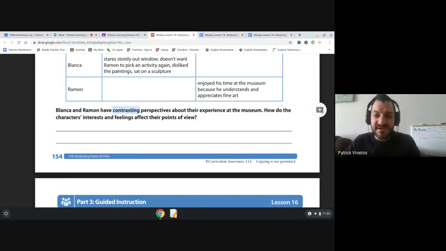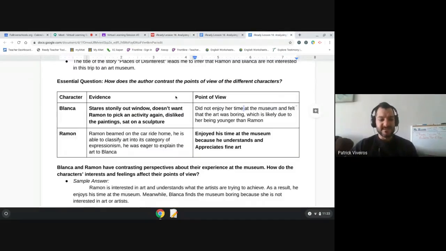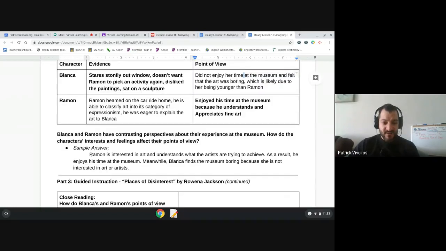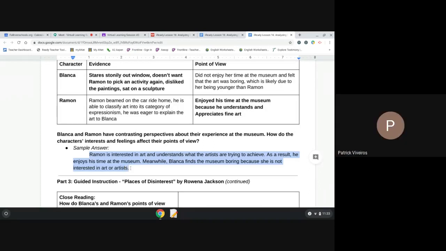So the question reads, how do the characters' interests and feelings affect their points of view? So I'm going to guide you to the sample answer to the question now. So the sample answer that I came up with says that Ramon is interested in art and understands what the artists are trying to achieve. As a result, he enjoys his time at the museum. Meanwhile, Blanca finds the museum boring because she's not interested in art or artists.